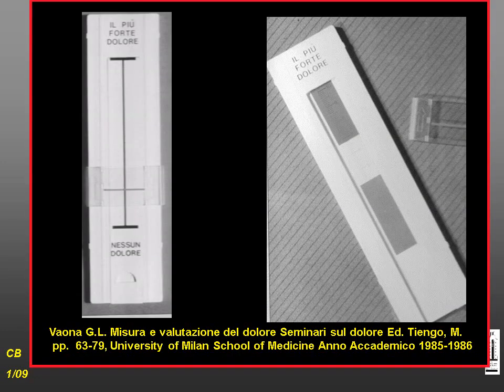In 1986, Vaona similarly reported that there was not a linear correlation between two pain intensity scales. He compared the verbal descriptive pain scale, mild, moderate, severe, and excruciating pain, with the visual analog scale, which, as we have previously described, is a 10 centimeter long line with the two endpoints being no pain and the worst imaginable pain. In this slide, the Italian terms are used, nessun dolore and il più forte dolore.